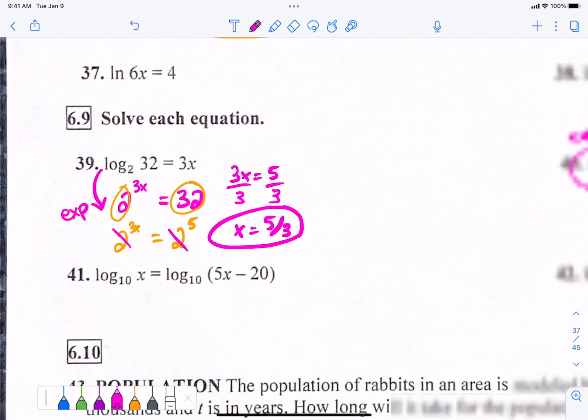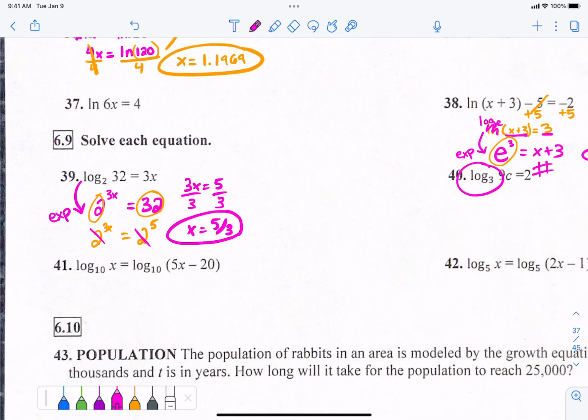Okay, number 40 is that same way, but it's a lot easier. So if you ever get stuck on a log, change it to an exponential function, unless you can cancel it out. Okay, 40 is easy.